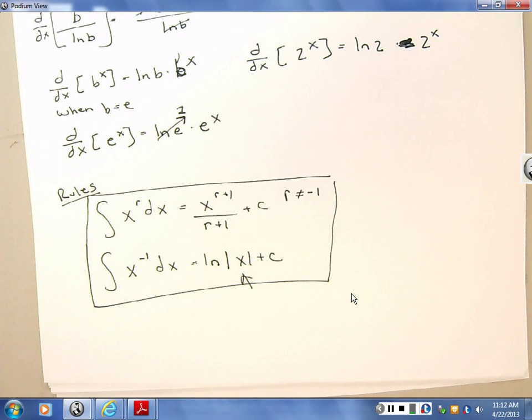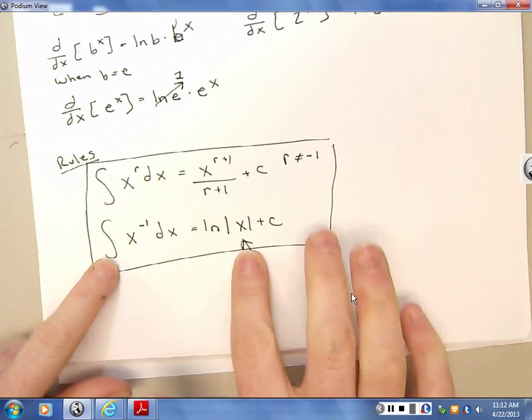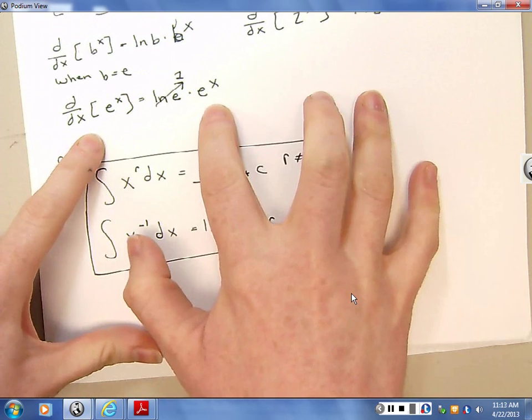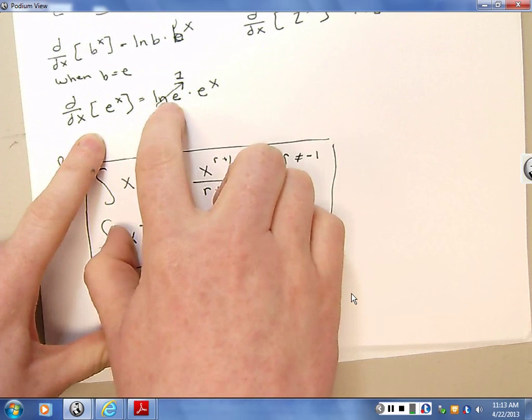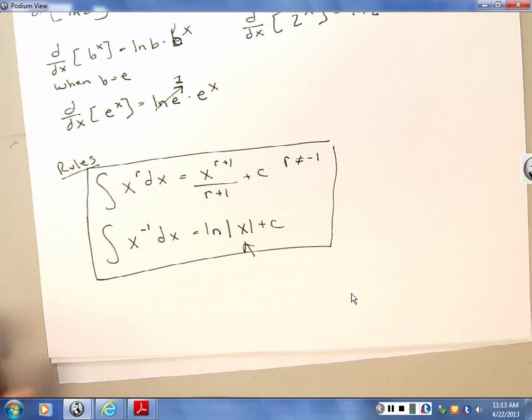Question? So that last one where you wrote the derivative of e to the x, would it be x e to the x, or is it just natural log of e? It's natural log of e times e to the x. Natural log of e is 1. Okay. ln of e is 1, right? It's kind of like log base 5 of 5 is 1.